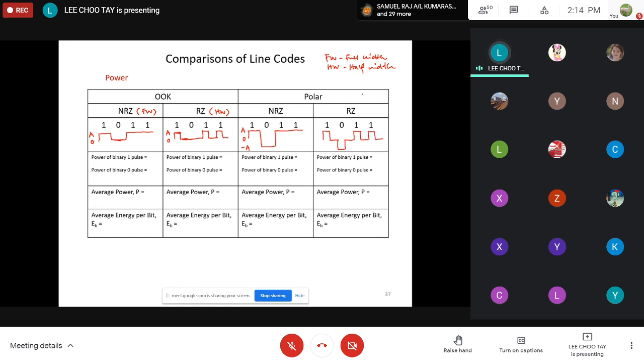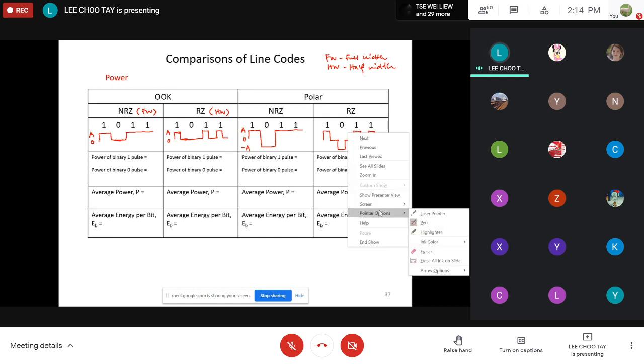This is called half wave. If quarter wave, then it's 1/4 of the entire bit duration, as the name suggests. Then let me mark the bit duration first.